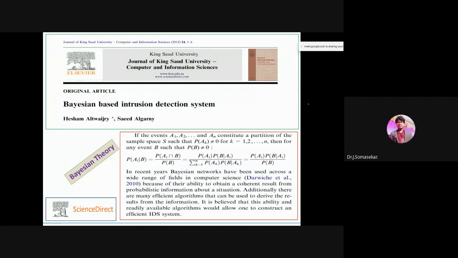Now here in this base paper, they simply give it like this: P of A given B equal to. But we derived this formula directly by using conditional probability. All those things we already discussed. So this is published in an Elsevier journal, Science Direct. Now we will see how we are going to apply the Bayesian classifier for intrusion detection system.